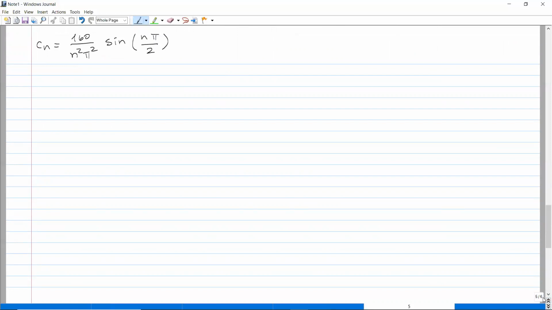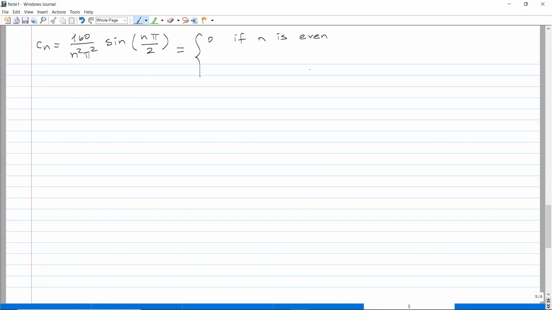Now, first of all, when n is even, it's going to cancel out with the 2, so you're going to get a multiple of pi, and we know that at multiples of pi, sine is 0. So we know that this is going to be 0 if n is even. If n is odd, then we get a multiple of pi over 2. So that's sometimes 1, sometimes minus 1.